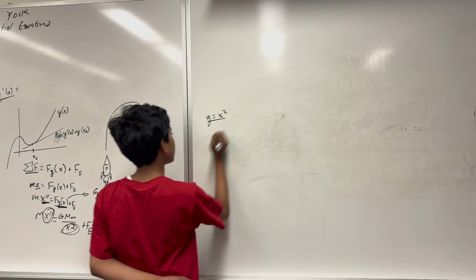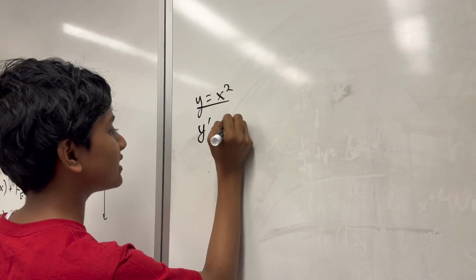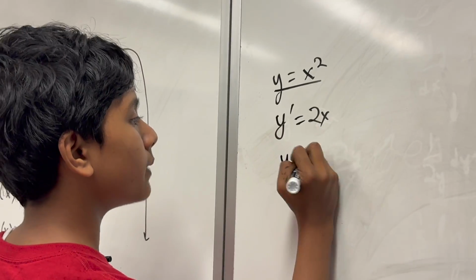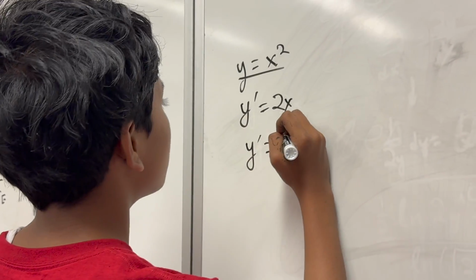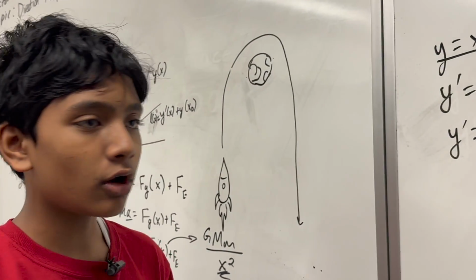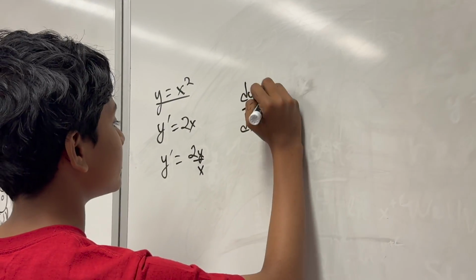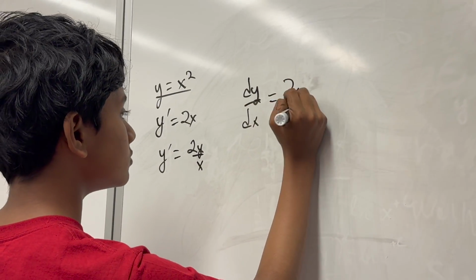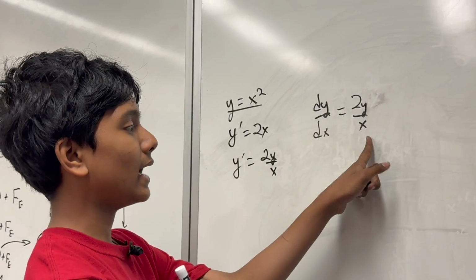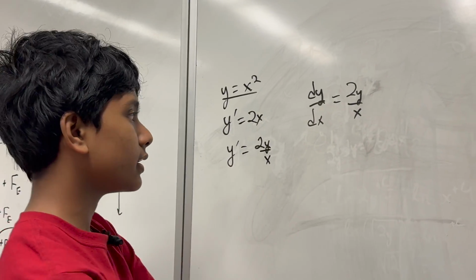So let me see if I can come up with something for y equals x squared. So y prime is 2x. So we can do y prime is equal to 2y divided by x. So now how would we solve this? Well, it's with an old high school technique called separation of variables. So all we have to do is get the dx right next to x and the dy right next to y. Why? Well, so we can integrate.